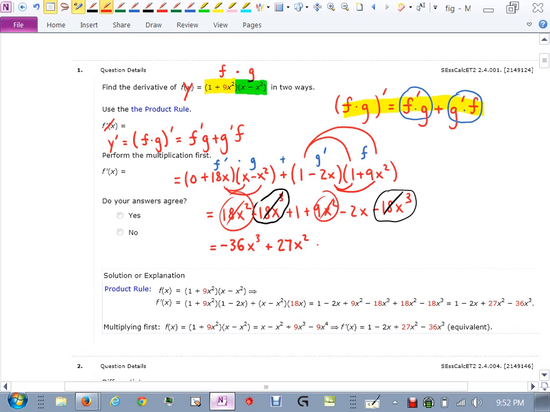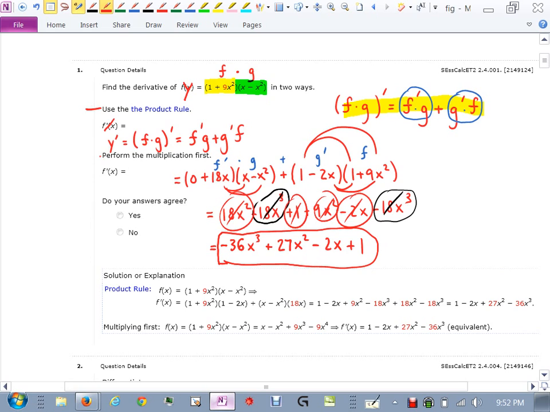The only x term I have is minus 2x. And then the only constant I have is 1, so plus 1. So that is my derivative using the product rule. Now that takes care of the first one. It says use the product rule to find the derivative.